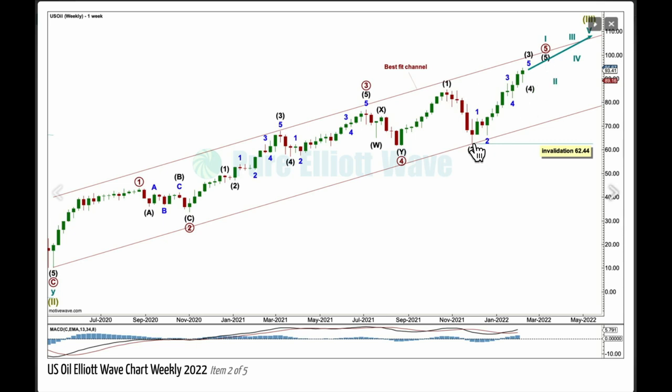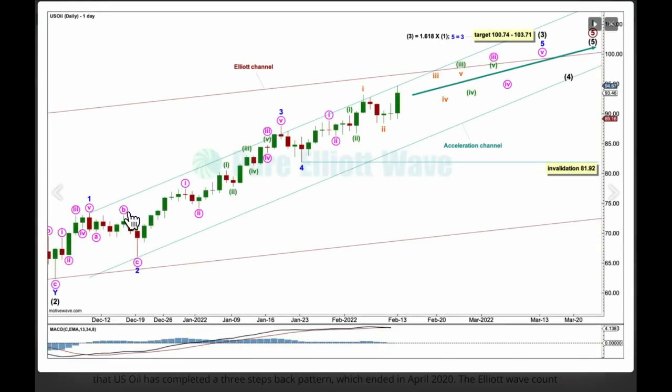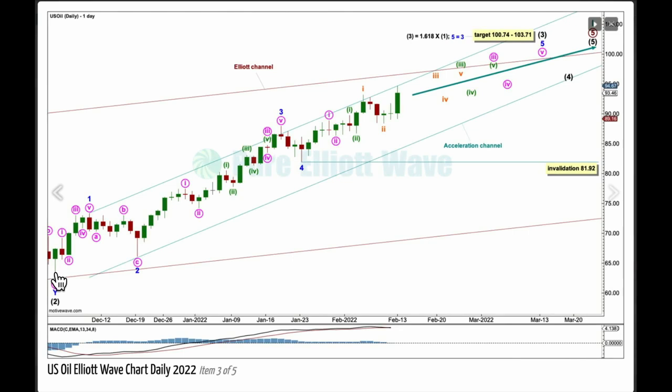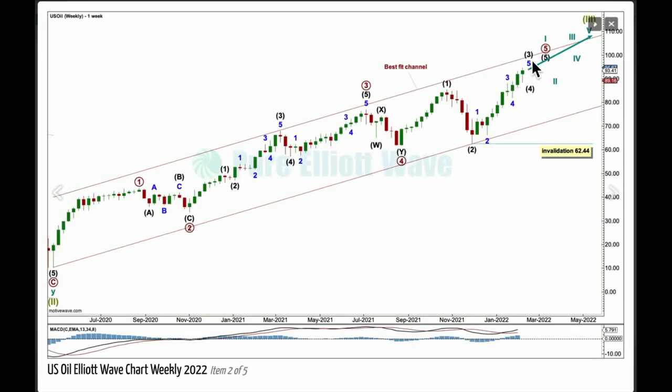Within intermediate 3, no second wave correction may move beyond its start below 62.44. Let's take a look at how intermediate 3 is beginning from this low labelled intermediate 2. This low down here, intermediate 3 unfolding as an impulse with minor 1, 2, 3, 4 and an extending minor wave 5. Let's just go back to the main wave count.